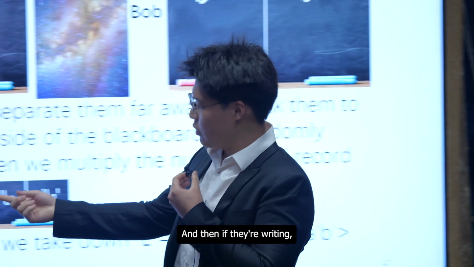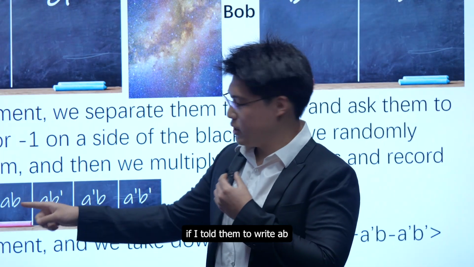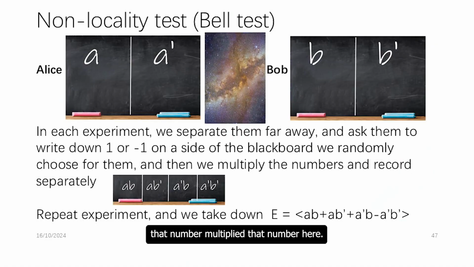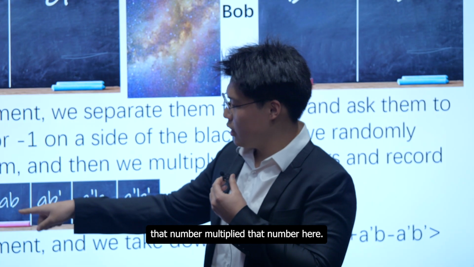Then if I told them to write AB, I take down that number and multiply that number here.